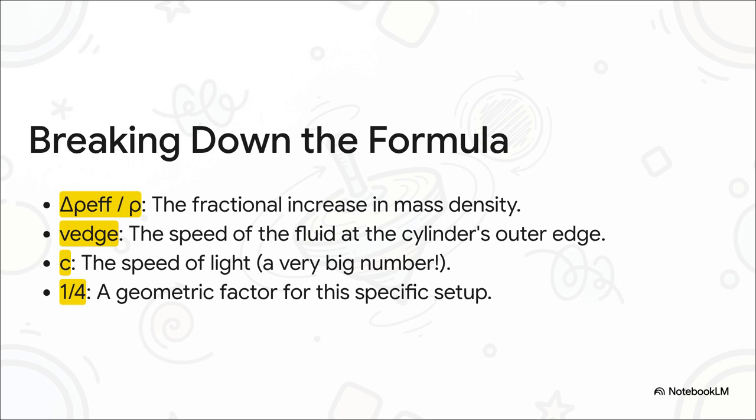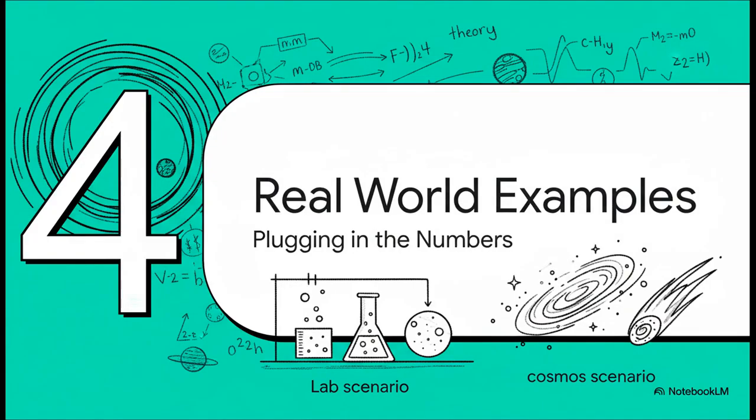On the right, v edge is the speed of the fluid right at the outer wall. And c, well, that's the speed of light, which is a ridiculously huge number. The 1/4 is just a little factor that has to do with the cylinder shape. So what this all means is the new mass depends entirely on how fast that edge is moving compared to the speed of light. All right, so we've got the theory, we've got the formula. Now let's have some fun and plug in some numbers to see what this really looks like.